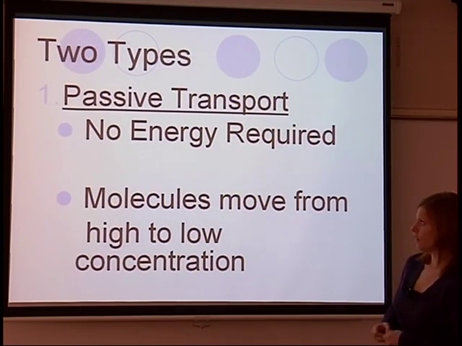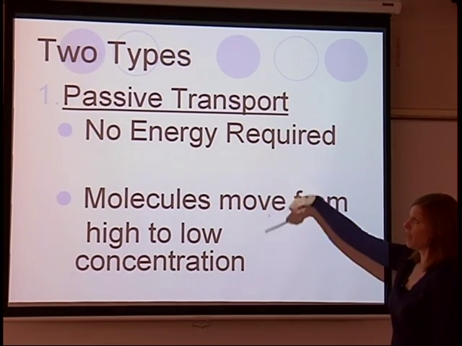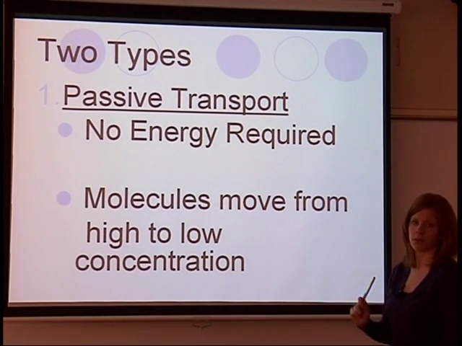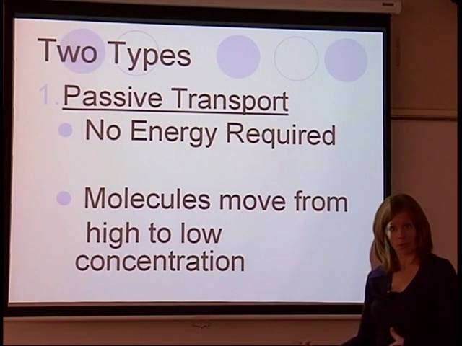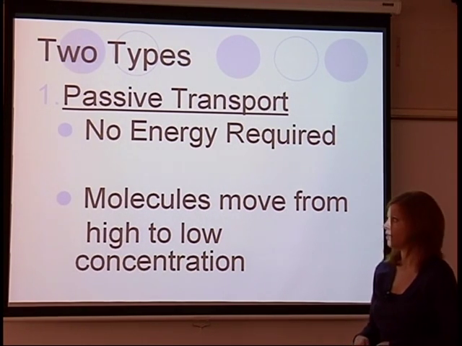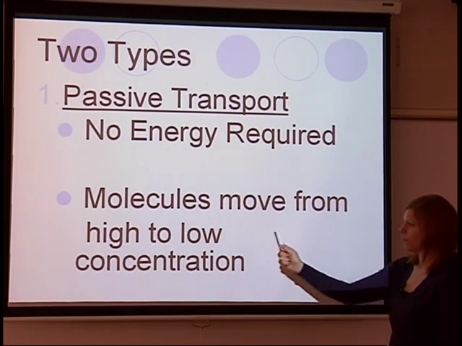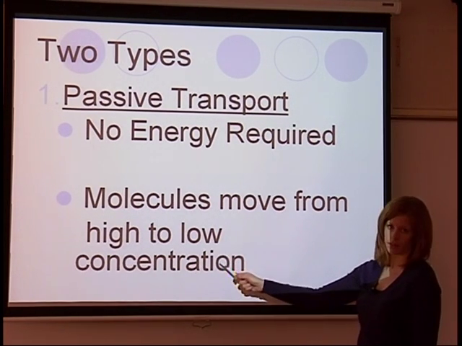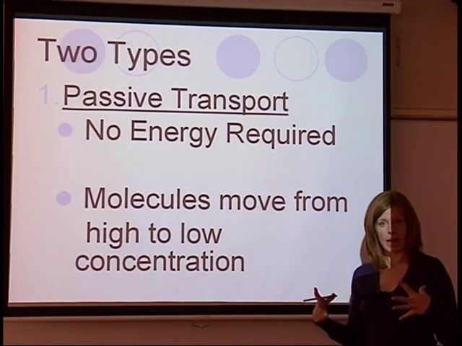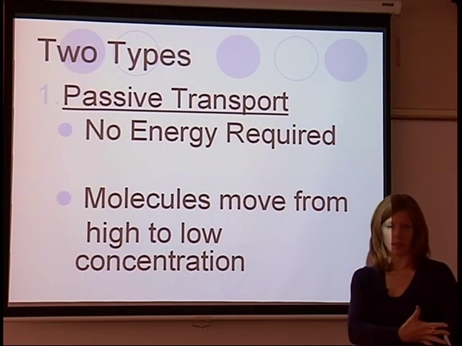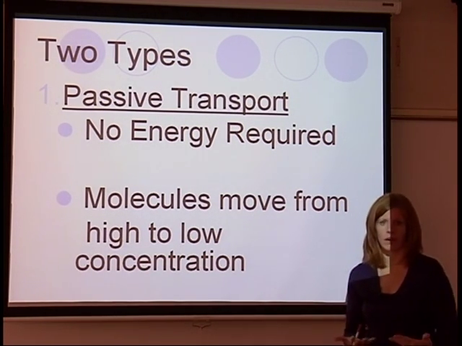There's two types of cellular transport. The first type is called passive, and just like the word passive suggests, there's no energy required for this type of transport. So it really just happens kind of naturally. The cell is not expending energy to do this, because the molecules move from a high concentration to a low concentration. That just means they move from where the molecules are very packed to an area where they're less densely packed. That's a natural way molecules want to move, so it does not require energy.